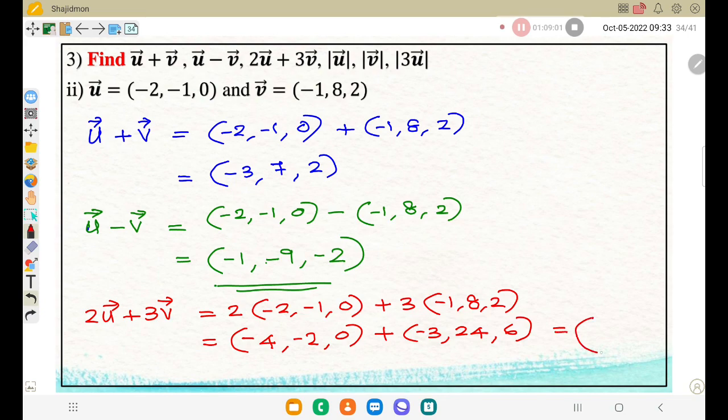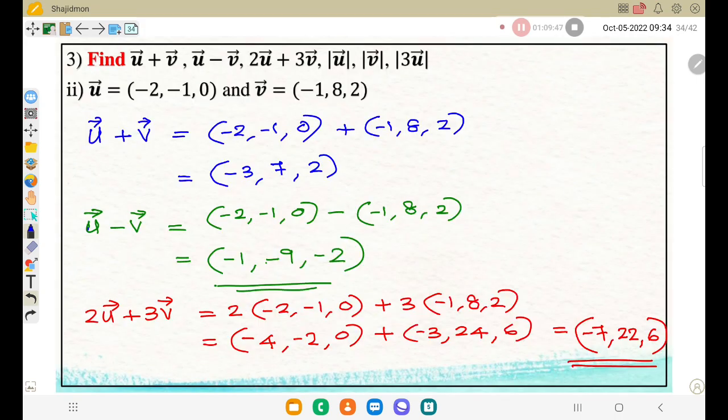Now you can add these two vectors. You will get the numbers. For example, minus 4 plus minus 3, minus 7. Minus 2 plus 24, that means 22. Then 0 plus 6, that is 6. So this is the 2u plus 3v.